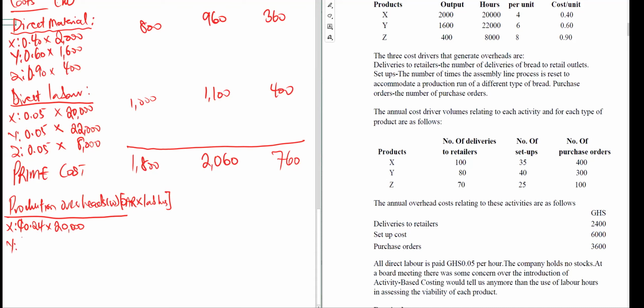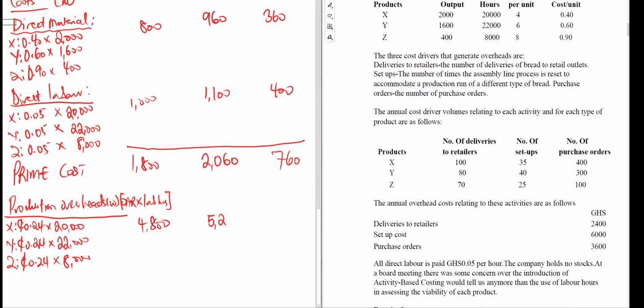When we come to Y, it is 0.24. How many labor hours were used? 22,000. For Z, still 0.24. How many labor hours were used? 8,000. So we now multiply. You take overhead as if it's a person working to get paid, right? Now we pay him. If he works for 20,000 hours, he ends up incurring a cost of 4,800. Then this one, 0.24, but working for 22,000 hours.